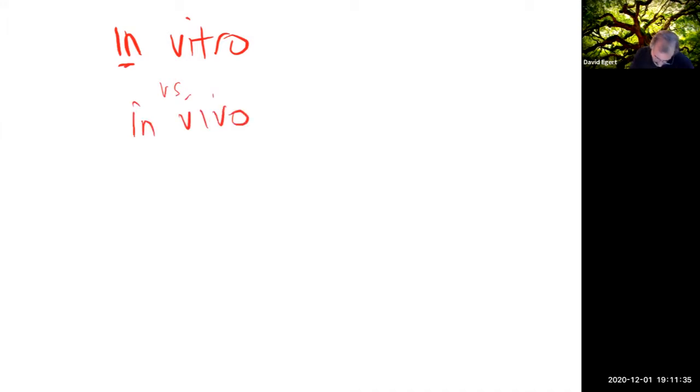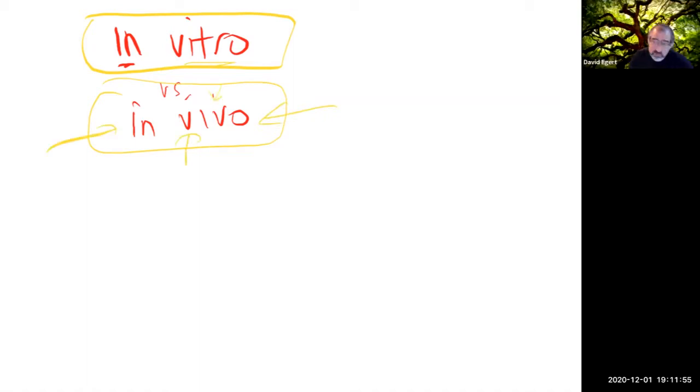These are two different approaches to doing experiments, particularly when you're trying to understand what's going on in a living thing. Vitreous means glass. So in vivo is if you're actually studying the processes within the living animal. In vitro means in glass, like in a test tube. Let's look at the processes, but not in the body.